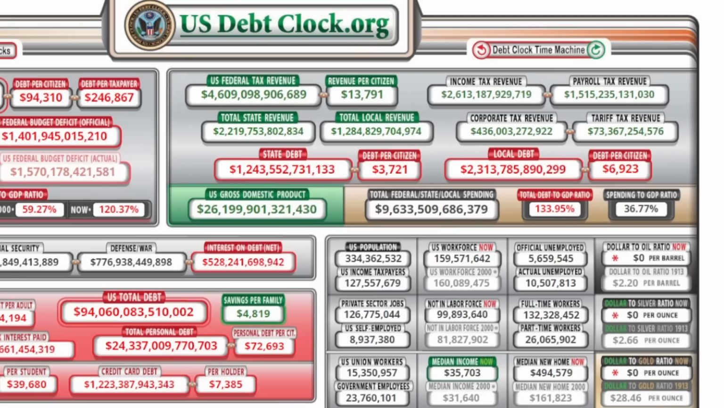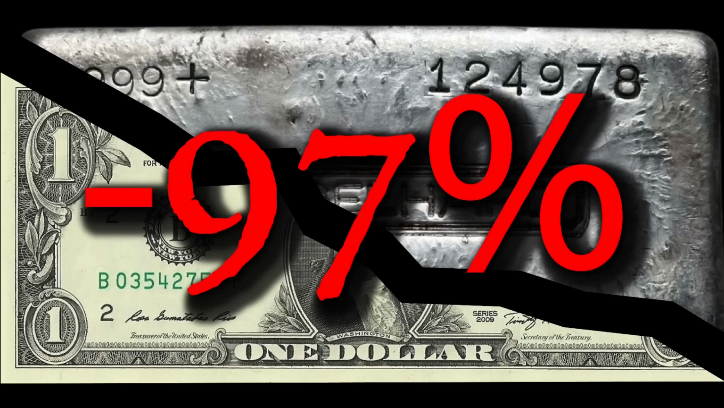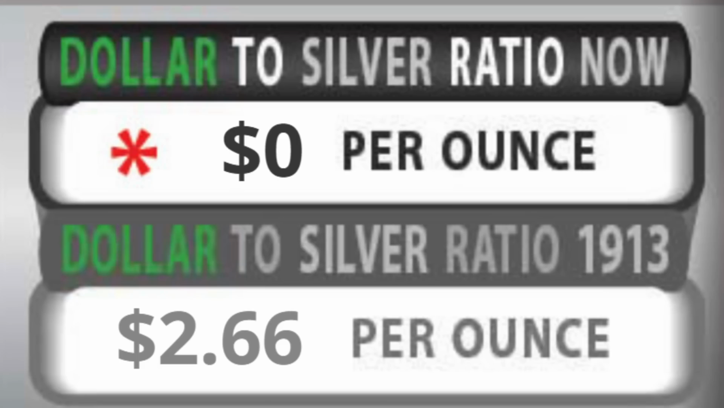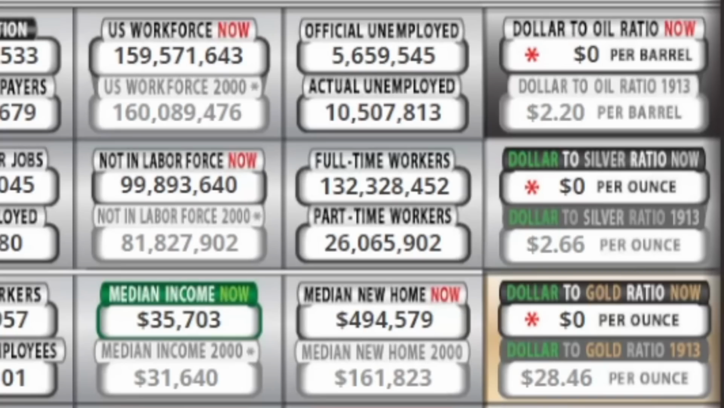So we'll go over that in a second, but first I want to say I made a video probably around a week and a half, 2 weeks ago, where I talked about the dollar to silver ratio, and at the time it was around $120 per ounce, right? Now it says $0 per ounce. Also note the dollar to oil ratio is $0 per barrel, and the dollar to gold ratio is $0 per ounce. So this is unprecedented. This has never happened before.